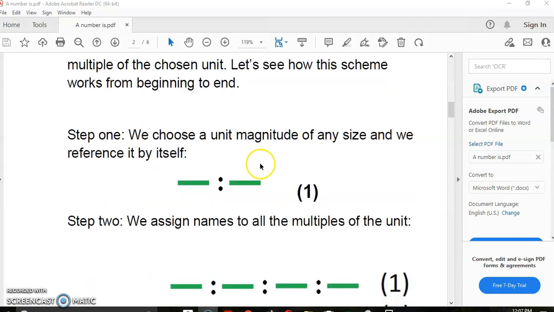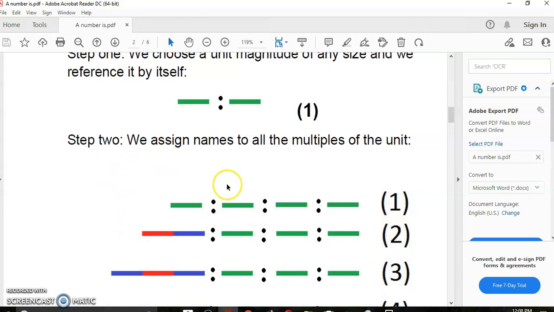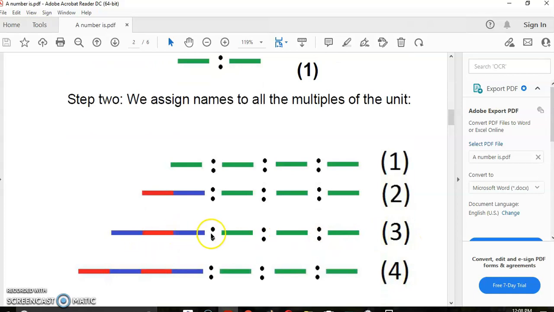All right, let's see how this game works from beginning to end. Step one, we choose a unit magnitude of any size, and I've just chosen this random size. This is the unit ratio, not the number one as you see over here, but rather the ratio of the unit. Step two, we assign names to all the multiples of the unit. This is the unit itself, which is a multiple of itself. This here is a multiple of the unit, and it's also known as the number 2. This is known as number 3, and this is known as number 4.